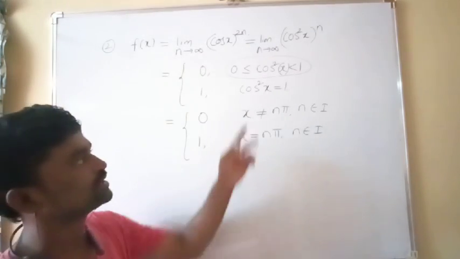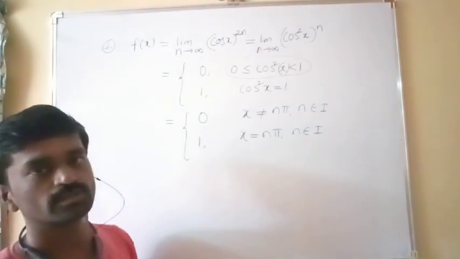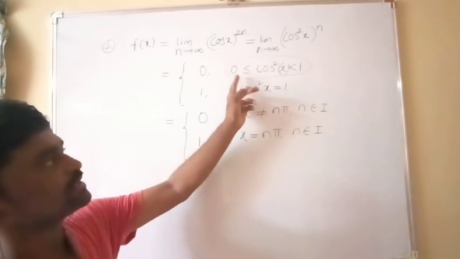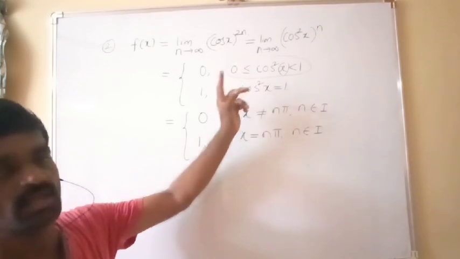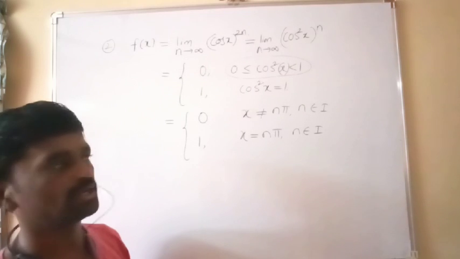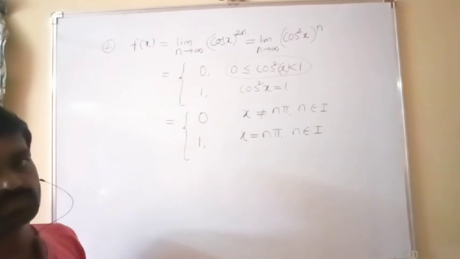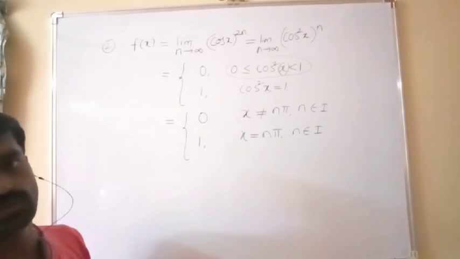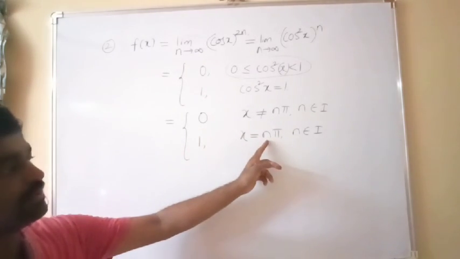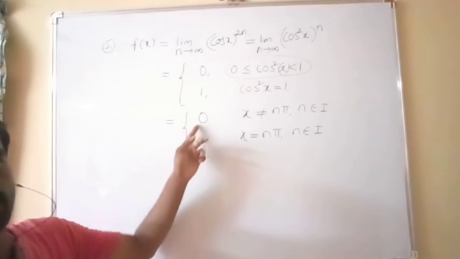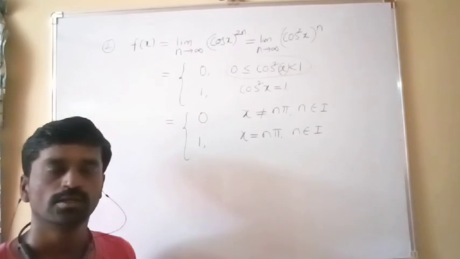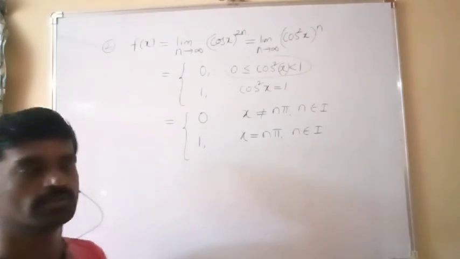Cos square x is equal to 1 is possible when x is equal to n pi. Then obviously in this case cos square x value is other than 1, so other than 1 means x will be other than n pi, that is x not equal to n pi. And if you observe clearly, this function is discontinuous at x equal to n pi, because if you find the limit of the function at n pi, what you will get? 0. But what is the value of the function at n pi? 1. Both are not equal. So limit of the function is not equal to value of the function at n pi. So at n pi this function is discontinuous.